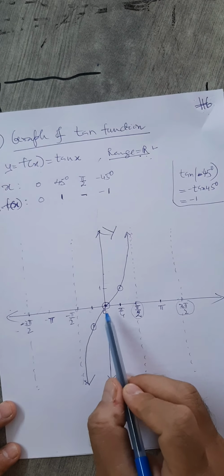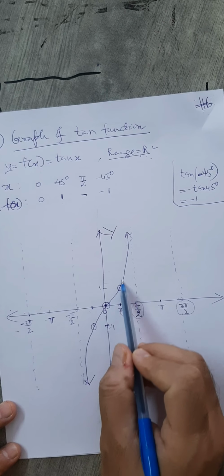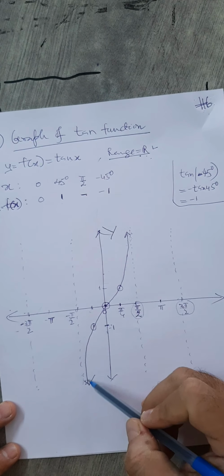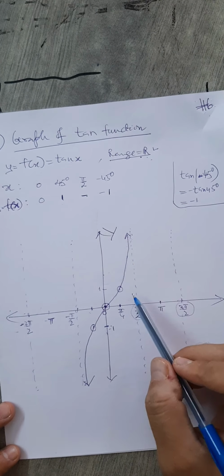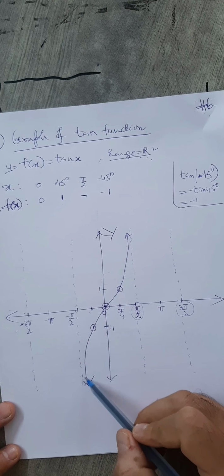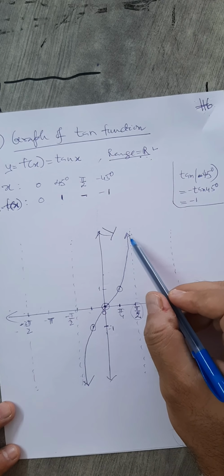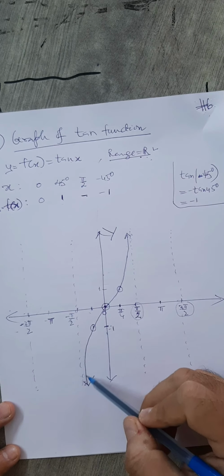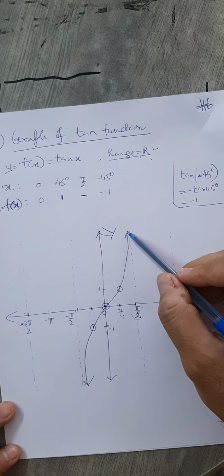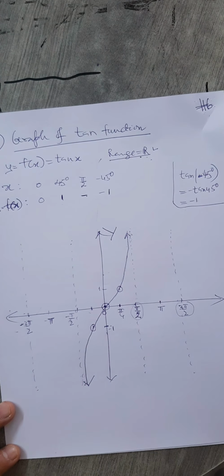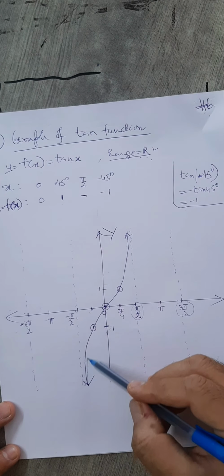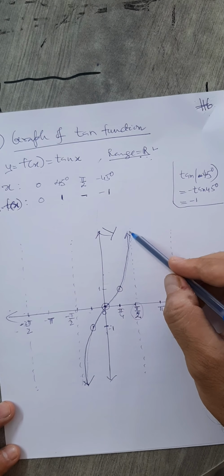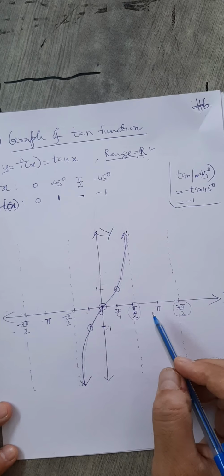You see 0 to pi by 2, it's an increasing function. So the graph always goes up. If you move from left to right, the graph always goes up. So if you remember the table, we had stated that tan is an increasing function in each quadrant. It's not like increasing, decreasing here, remember. It goes up, so it's an increasing function. Okay, now come to this portion.